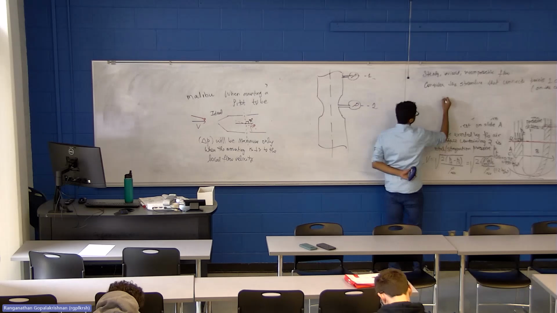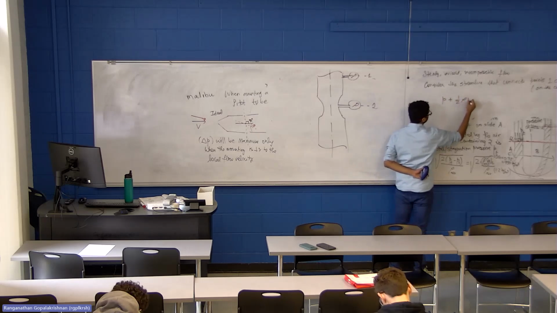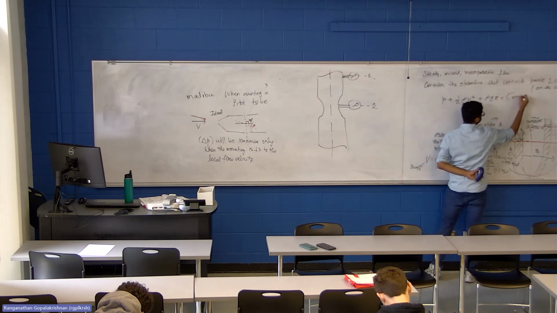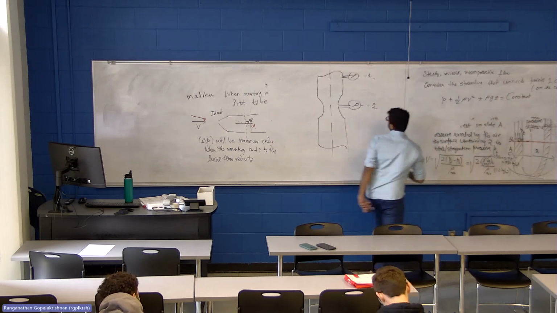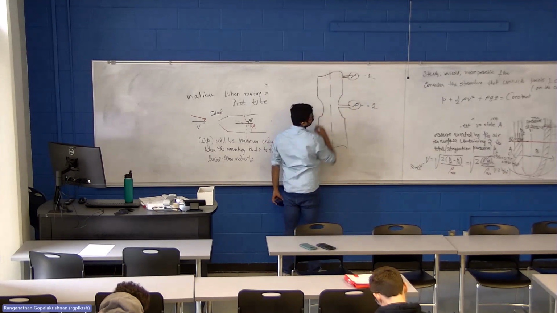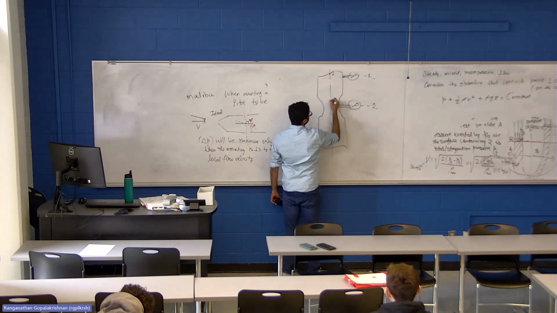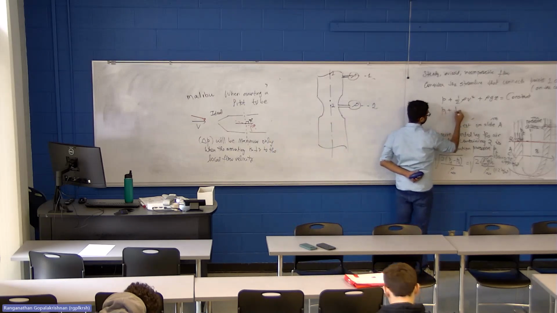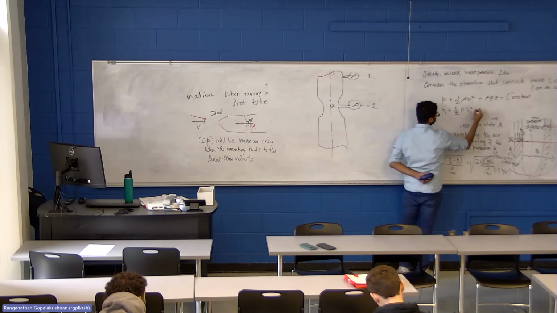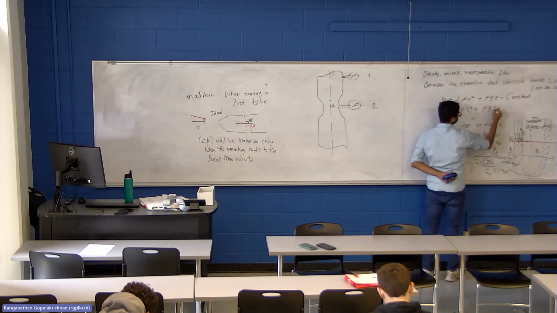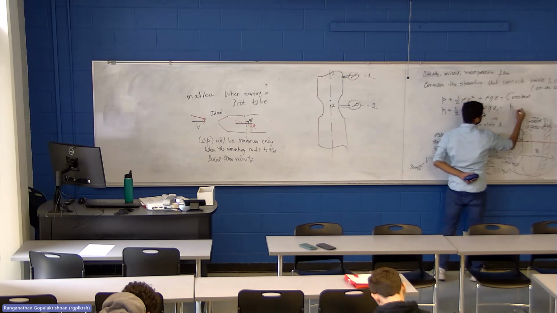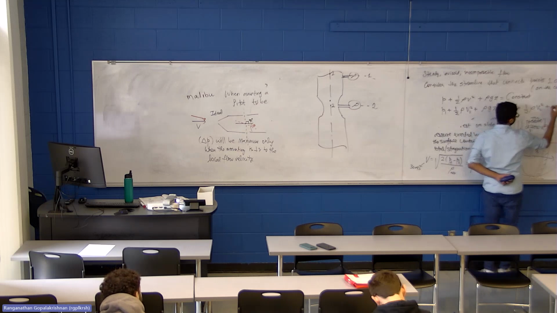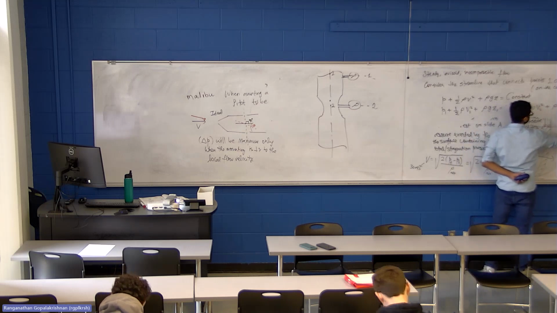So you would write P plus half rho V squared plus rho g z equal to constant. That's the equation. The way to apply it is to say that the sum of P plus half rho V squared plus rho g z at 1 and 2 should be equal to each other. Meaning P1 plus half rho V1 squared plus rho g z1 equals P2 plus half rho V2 squared plus rho g z2.